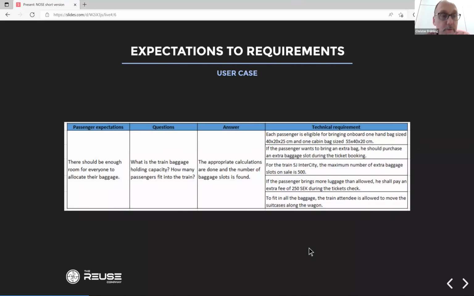And of course, we have other types of requirements. There should be enough room for everyone to place their luggage. That's a perfectly reasonable expectation. And then we have to think, okay, if we have a lot of passengers, how much luggage can we think that these people will bring onto the train? And how will we be able to manage that? We need to do some serious calculations and expectations and build a model of how these things will be. And on the technical side, there will probably be a lot of different requirements managing this.